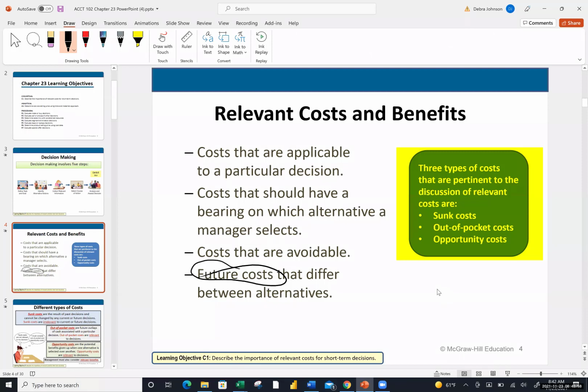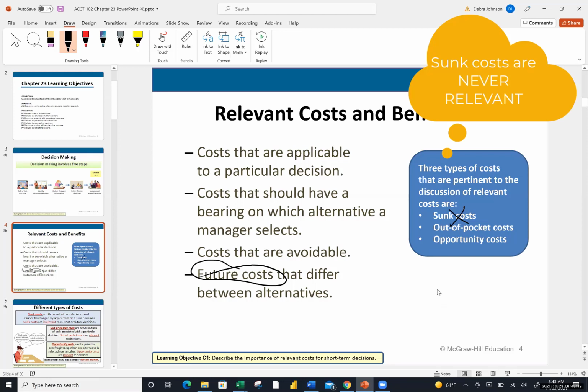I'm surprised I showed it to you actually, because he writes down that sunk costs should be considered. Sunk costs are not relevant. So I'm going to cross that off the slide. Out-of-pocket costs and opportunity costs are all relevant because they're yet to happen. But sunk costs, if you've already completed something, you've manufactured something, and there's nothing you can do about that cost, it is sunk. And it should not be considered.